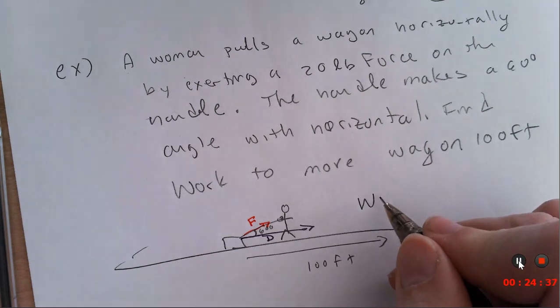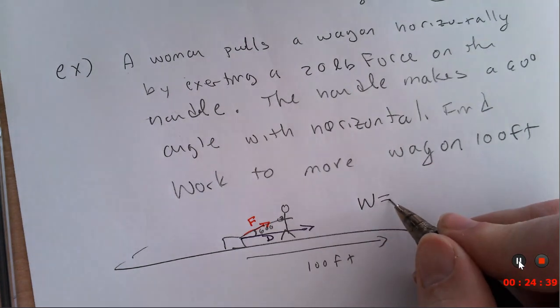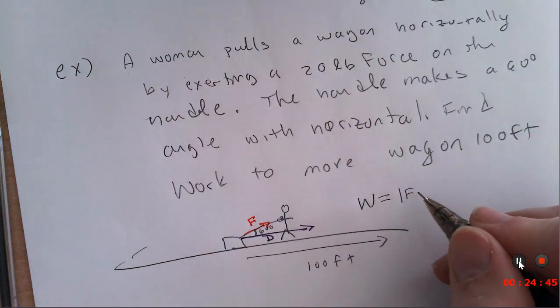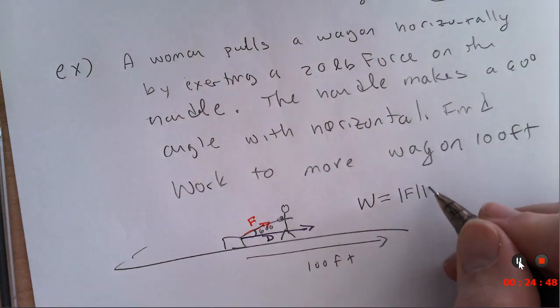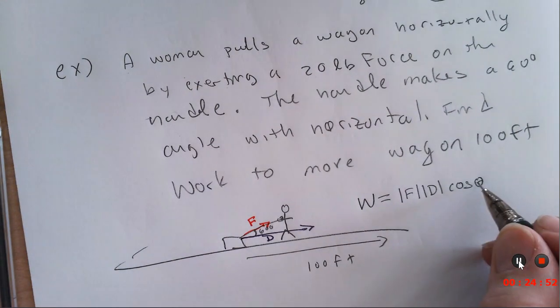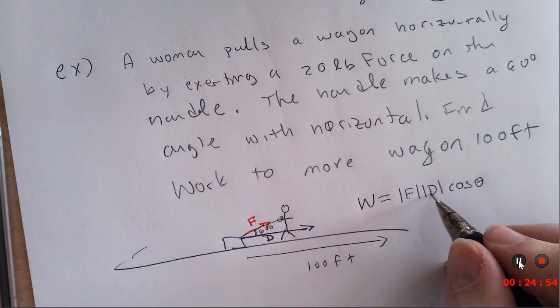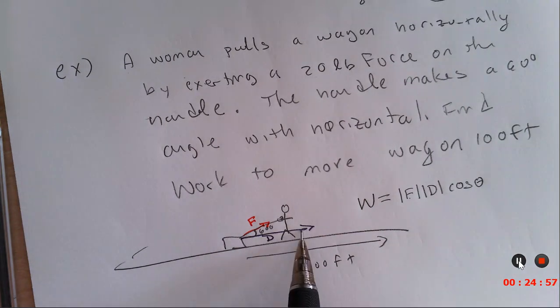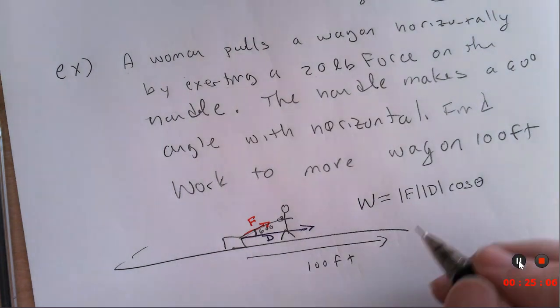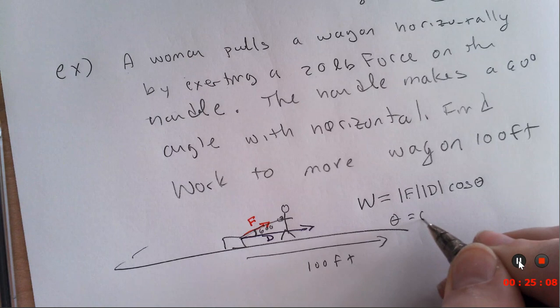So we want to use one of the two expressions for work. So if we do the dot product, we would need a vector for both of them, which we could figure out. But we have other information, so let's try using this one, where it's the magnitude of the force times the magnitude of the distance times the cosine of theta. And remember, theta is the angle between the two vectors. And since the distance vector is parallel to the ground, and the force vector is along the handle of the wagon, the angle between them is the 60-degree angle.